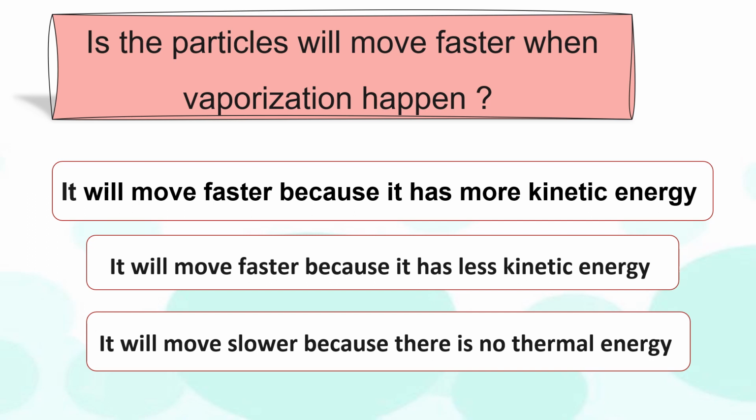Do the particles move faster when vaporization happens? They will move faster because they have more kinetic energy. Or they will move faster because they have less kinetic energy, or they will move slower because there is no thermal energy. When vaporization happens, what happens? The particles move faster because they have more kinetic energy.